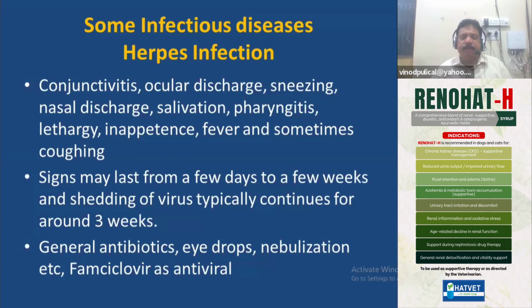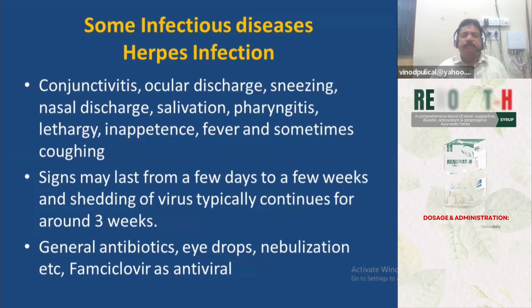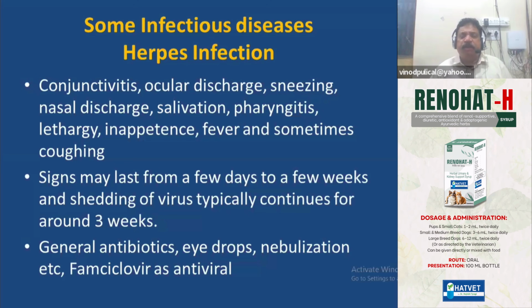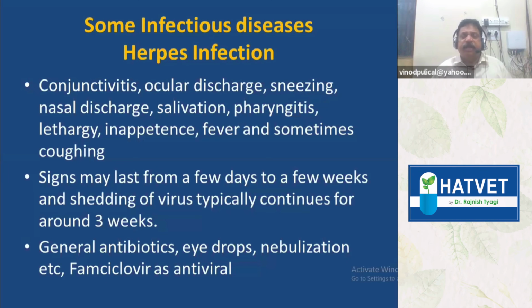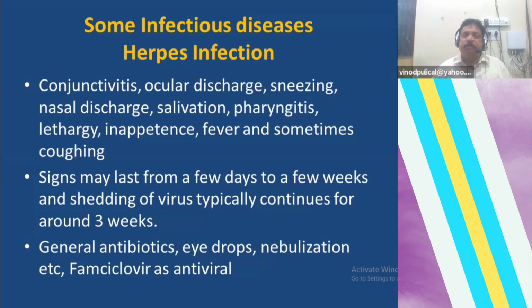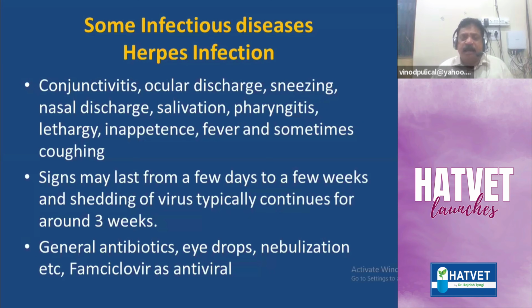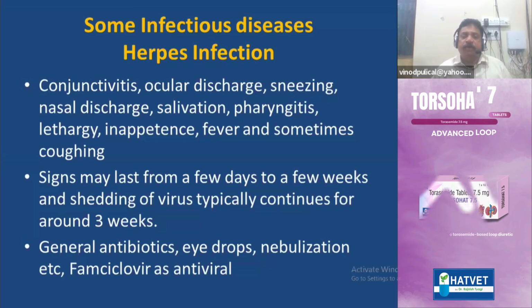Signs may last for a few days to a few weeks, and shedding of the virus typically continues for around 3 weeks, so it is highly contagious. The treatment: it's a viral infection, herpes, so general antibiotics, eye drops, and nebulization. Then an antiviral drug can be tried, famciclovir.